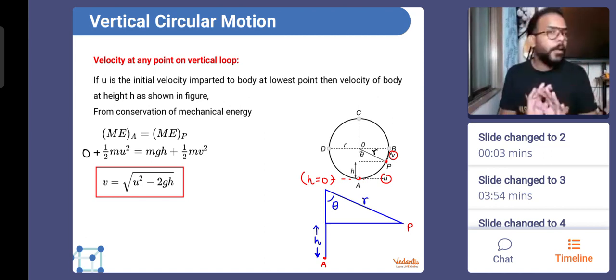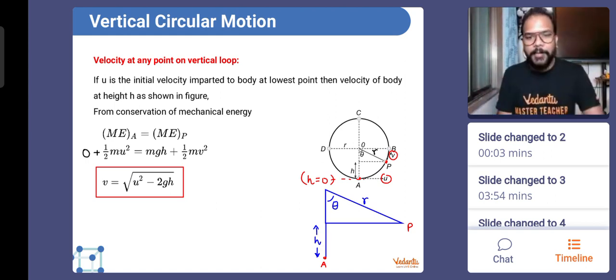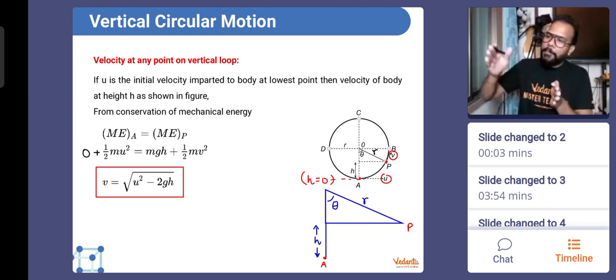Law of conservation of energy. Simply nothing else. Law of conservation of energy. Now I'll show you how to correlate h with the radius of the circle. That means this height will be variable as theta will change as the body will go up.